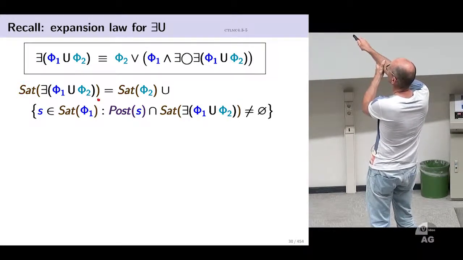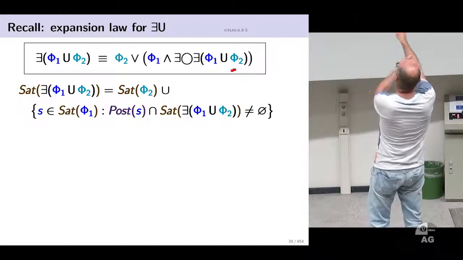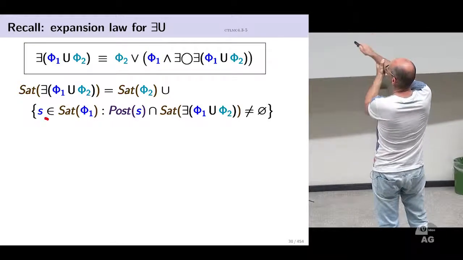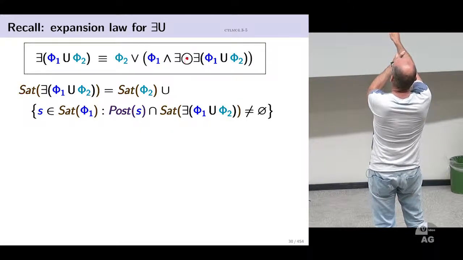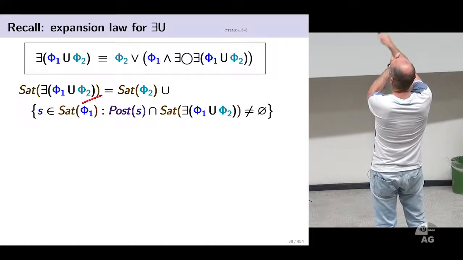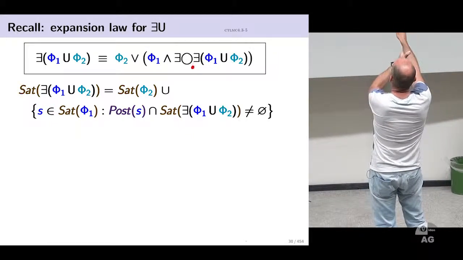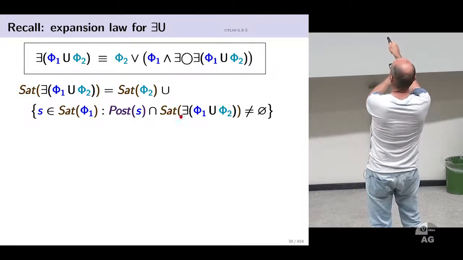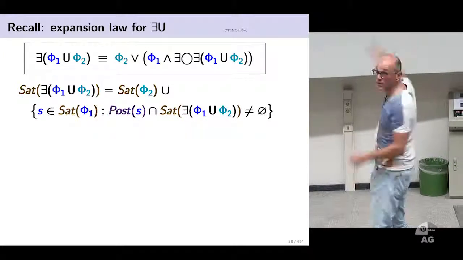The set of states satisfying this formula equals the set of states satisfying this formula, union the set of states satisfying this formula. What is this? It means that your state has to fulfill phi 1. So we are currently interested in states satisfying phi 1. And what else? There exists a next state, which means this state S needs to have a direct successor moving to a state satisfying the remaining formula. So the direct successors of S intersected with the set of states satisfying the formula needs to be non-empty. This is the same trick as I had before, existential next.